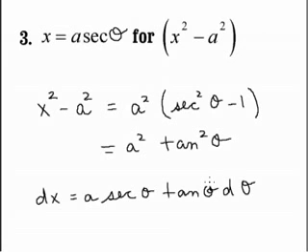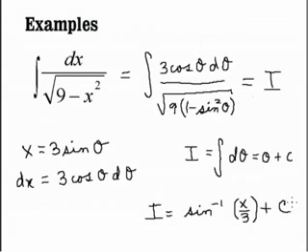And here is the third possible substitution. x is equal to a secant theta for x squared minus a squared. x squared minus a squared becomes a squared times the quantity secant squared theta minus 1, which is just a squared tangent squared theta. dx is a secant theta tangent theta d theta.